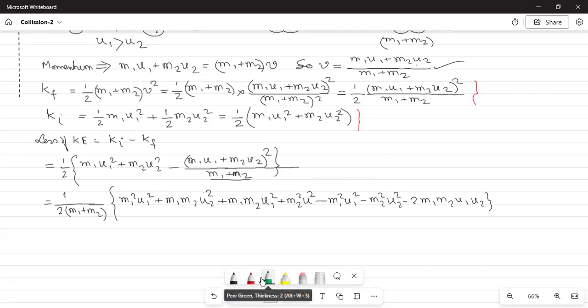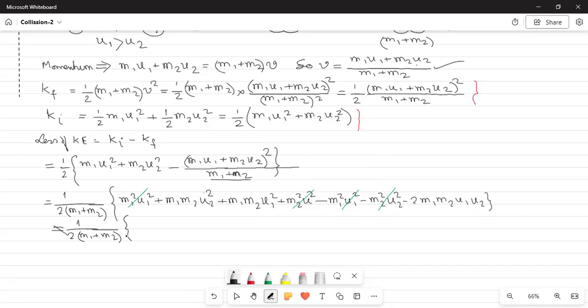Now what do you find here? I have an M1 U1 square here, M1 U1 square here, right? These two get cancelled. Also, there is an M2 U2 square plus and an M2 U2 square minus. They get cancelled. What I am left with is equal to 1 by 2 (M1 plus M2) within the second bracket.